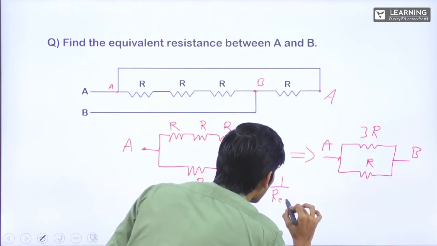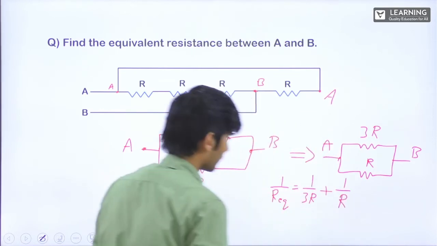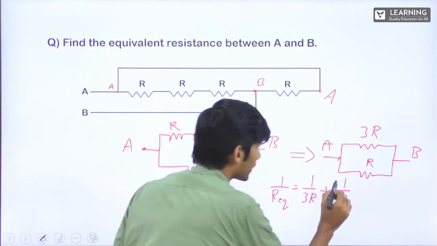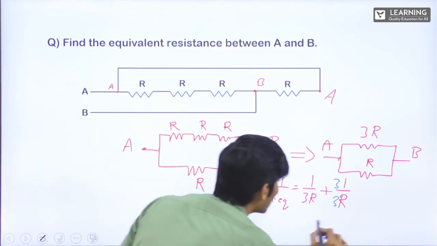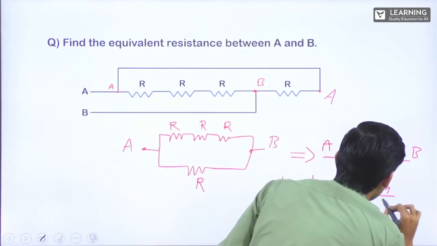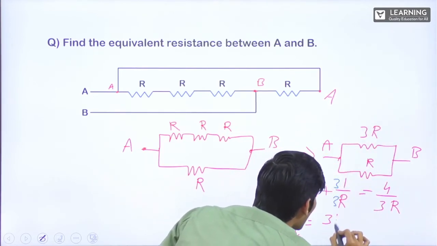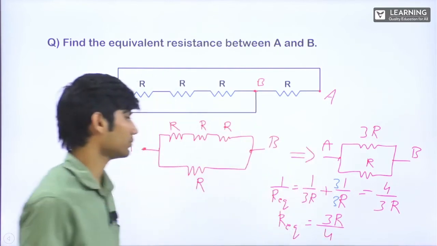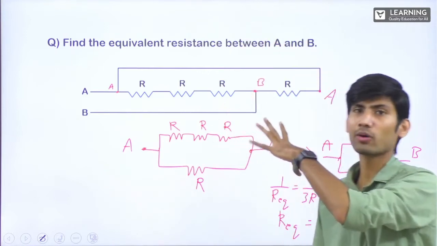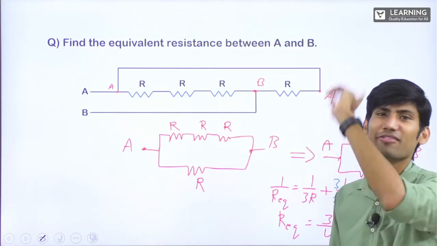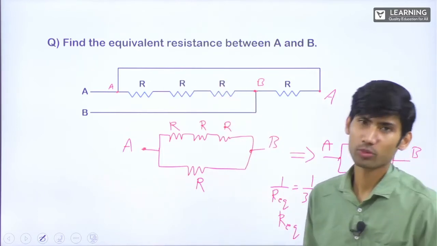1 upon R equivalent is equal to 1 by 3R plus 1 by R. To make the denominator same, I can write 3 here, multiplying both numerator and denominator by same. This will be 3 plus 1, 4 by 3R. R equivalent is equal to 3R by 4. Clear? I hope you got it. Easy it is. Now can you do these kind of questions where some wire will come from the middle and you will be thinking what to do, right? Potential type questions these are.